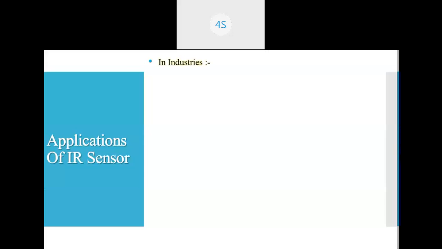The applications of IR sensor. In industries, it's mainly used as a radiation thermometer. These thermometers are used to measure the temperature of objects, specifically in metal industries. Flame monitors use the IR sensor to measure the correct temperature of flame, which is required in blast furnaces.